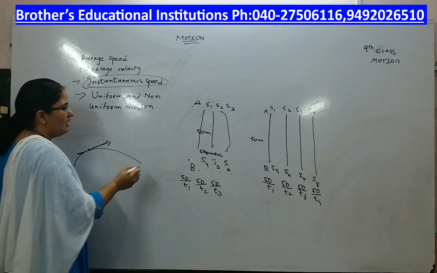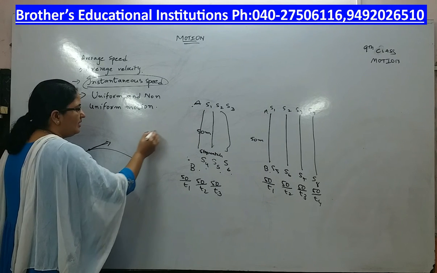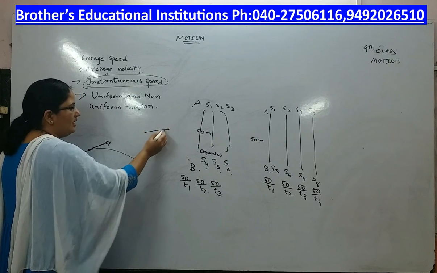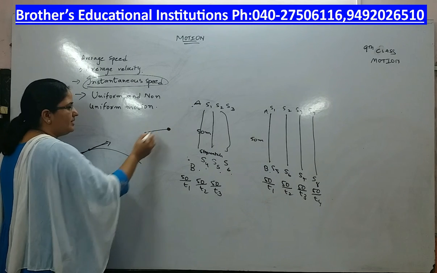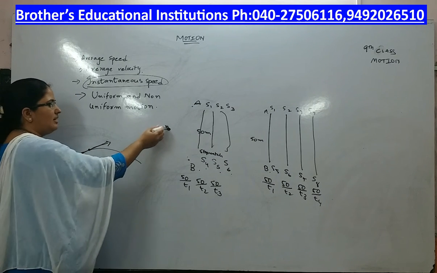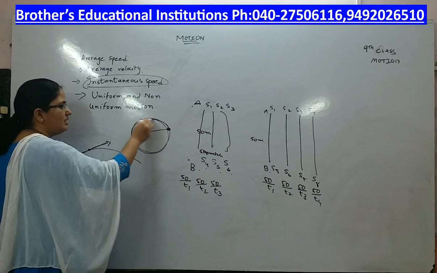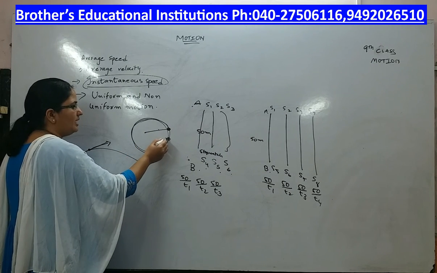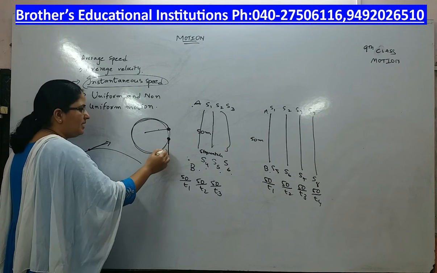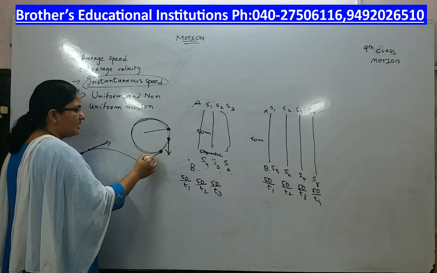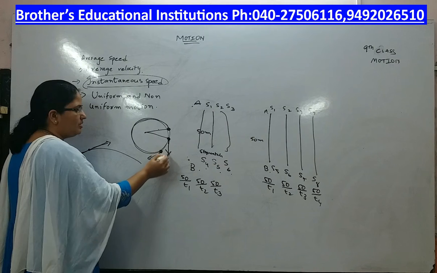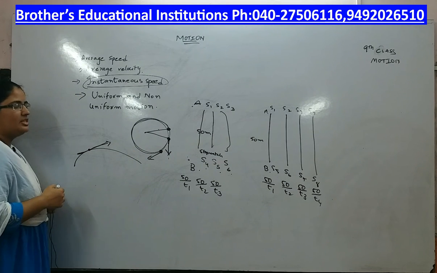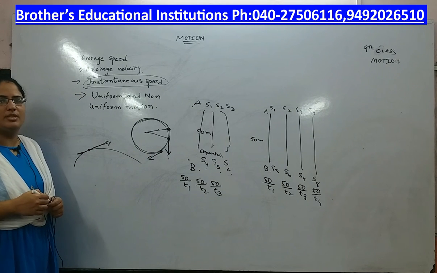Let us say you are taking a string and tying a stone to the string and you are whirling it in a circular path like this. When the string breaks, it doesn't move in the curved path but it moves in the tangential direction like this. If it breaks at this point, it moves like this. This indicates the direction of velocity.